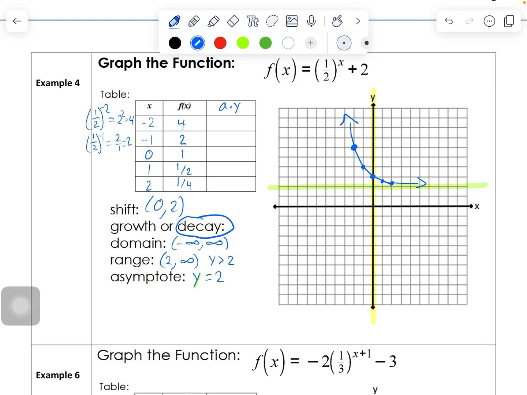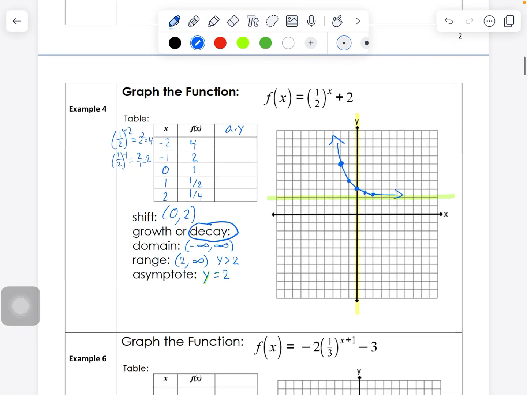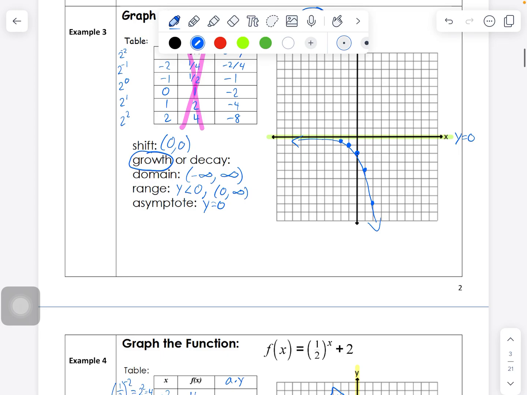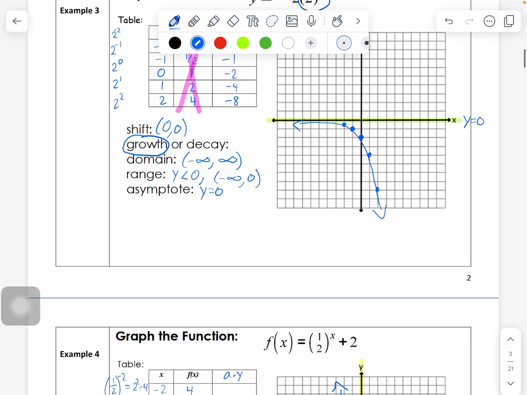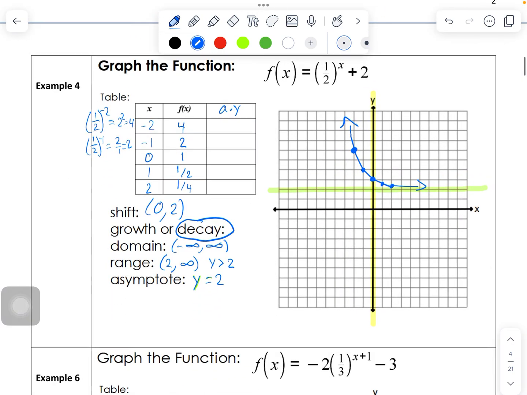And I'm realizing that I wrote it wrong in example 3. Hopefully you guys caught that. Let's go back up here really quick. This was less than, so let's just adjust that here quick. Less than would go from -infinity to the point 0. Okay.